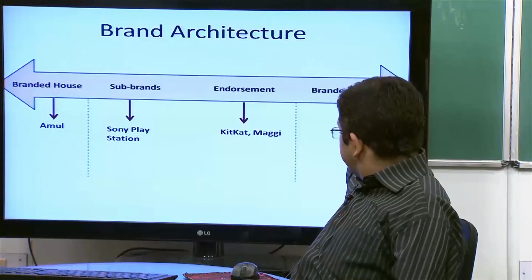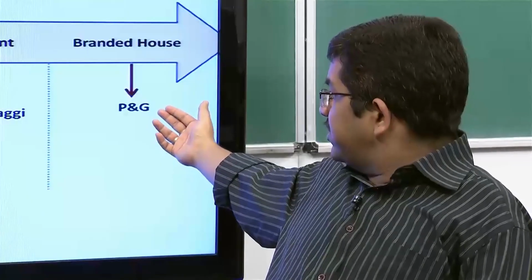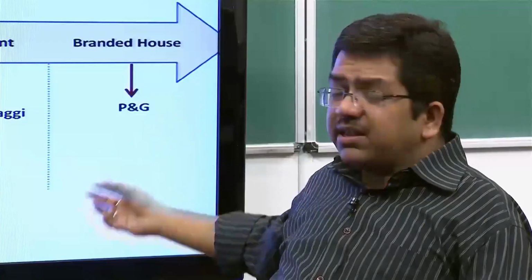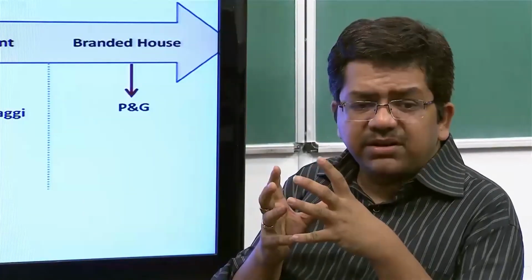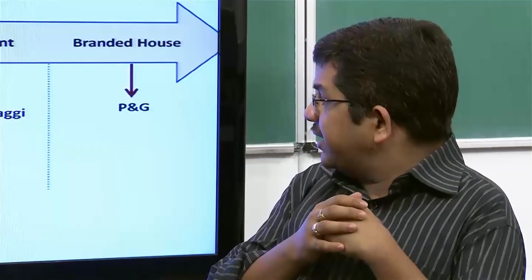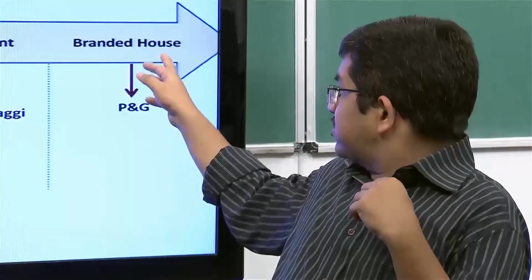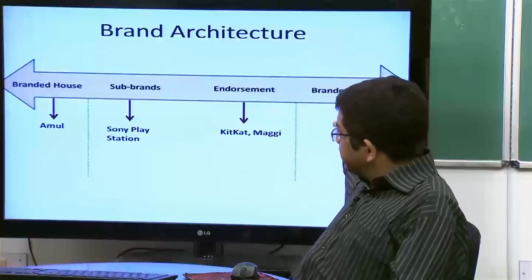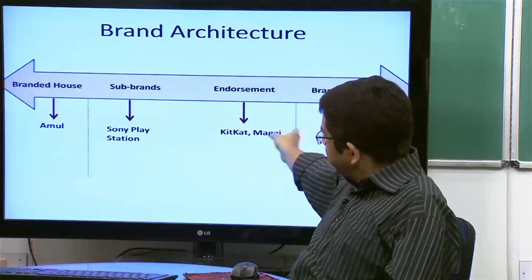So, P&G basically follows that strategy of brand naming, where each brand has a different brand name, and that is why this is called house of brand. And in between, branded house versus house of brand, you have different variants of the brand naming or brand architecture.